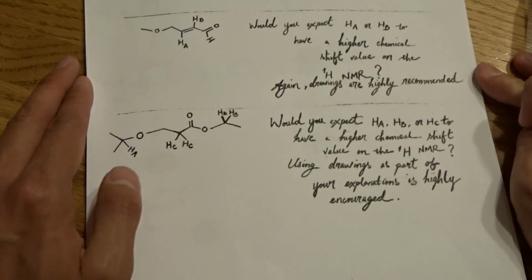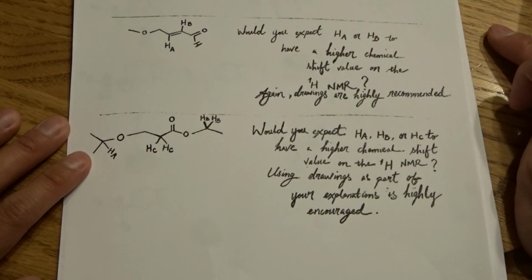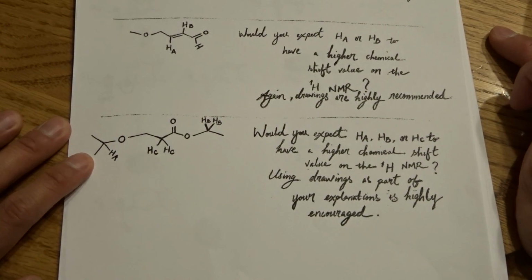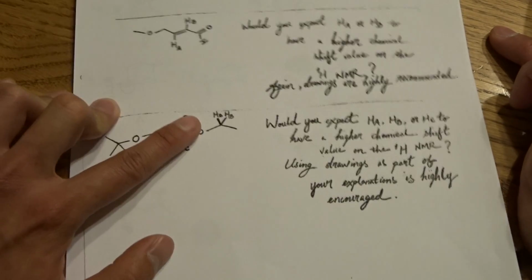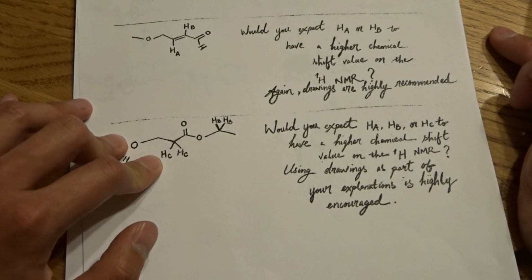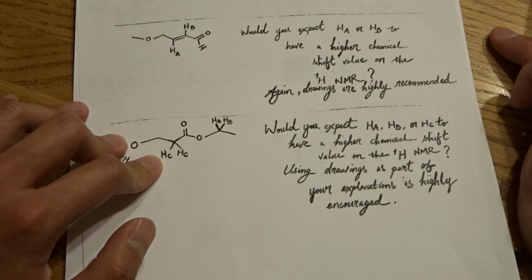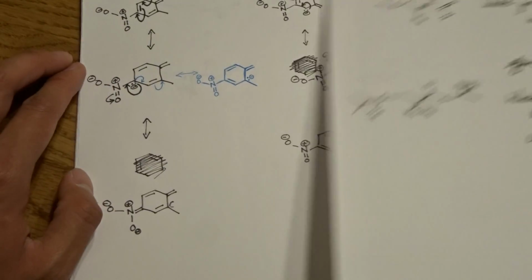All right, now let's look at this question. Would you expect HA, HB, or HC to have a higher chemical shift value on the HNMR? Using drawings as part of your explanation is again highly recommended.